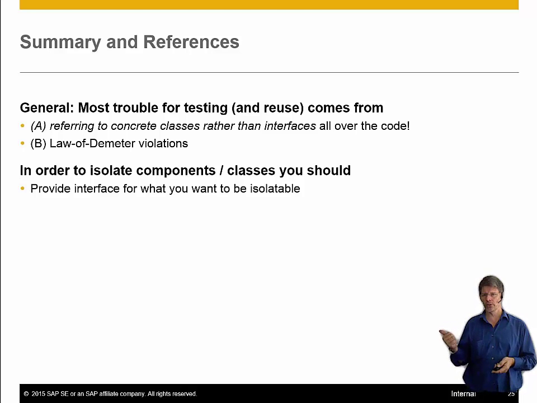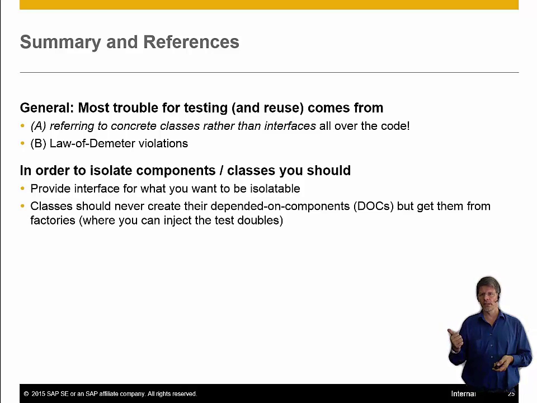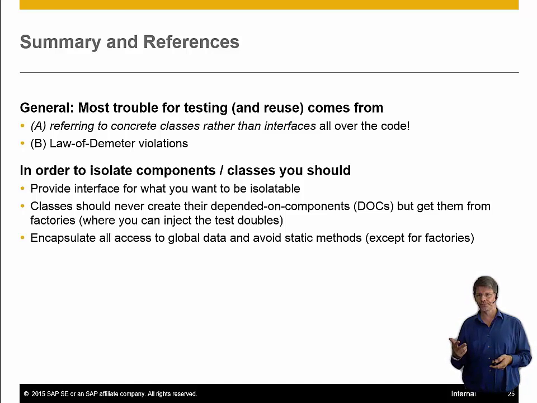Provide an interface for what you want to be isolatable, I said that. Classes should never create their dependent components directly from the inside. So anything where a new is in a constructor, unless it's a trivial data object or something like that. Access to a service should never be in a class, definitely not in a constructor, but also not in other methods. You should get them from factories, and then you can inject test doubles there.